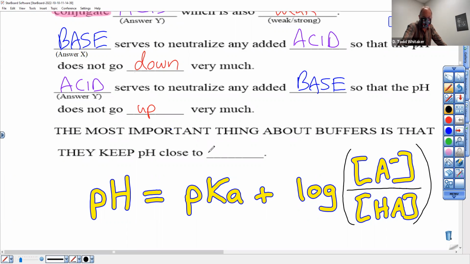The variable's already on the screen and the math is there showing that if you have a perfect buffer where you have exactly equal amounts of base and acid, you know the answer to this question. If I have equal amounts of base and acid, what's the ratio? Yes, it's 1. What's the log of 1? 0. What's the pH? It's the answer to the blank. pKa.